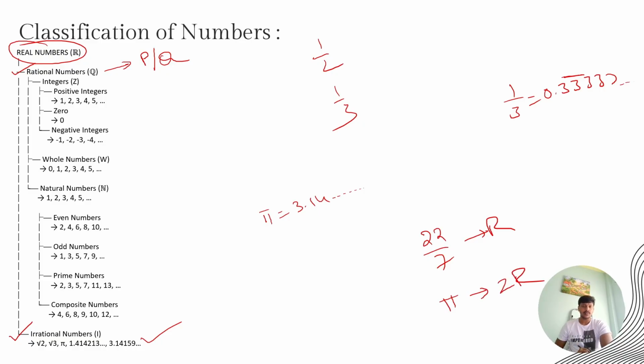Okay, because 22 by 7, if you simplify it, after some digits it is going to get repeated, maybe 4 or 5 digits.